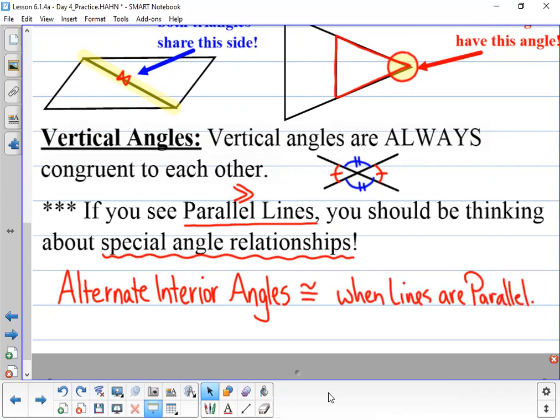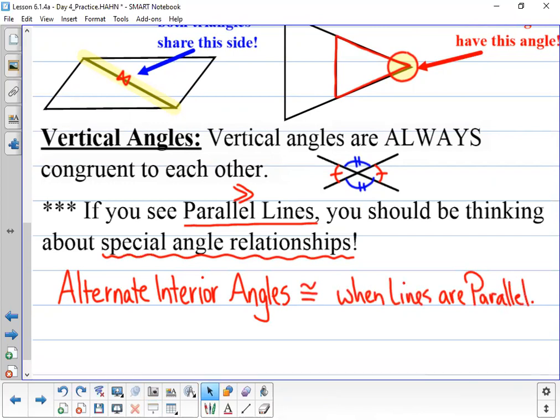So keep an eye on that one, because those might come up quite a bit as we're looking at these triangles and trying to decide if they are congruent.